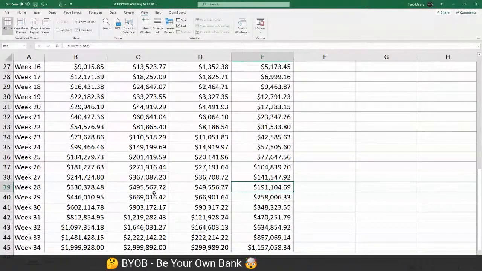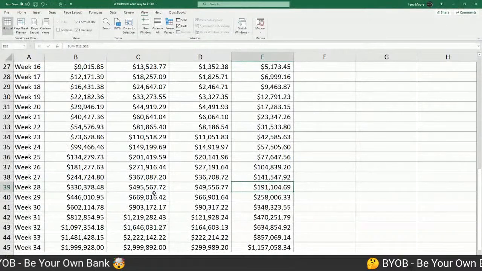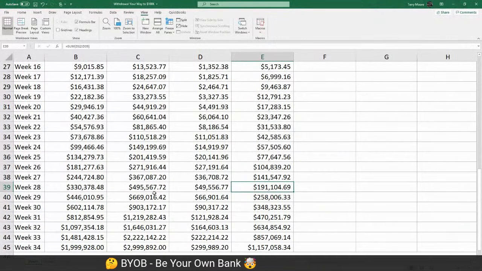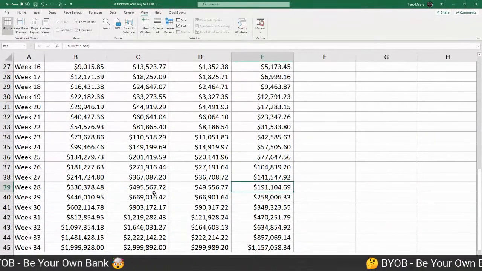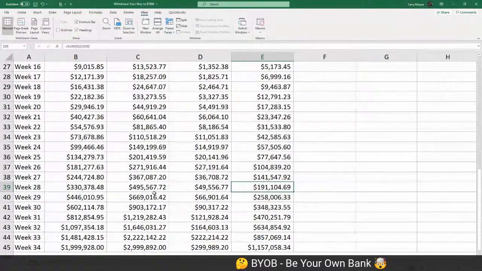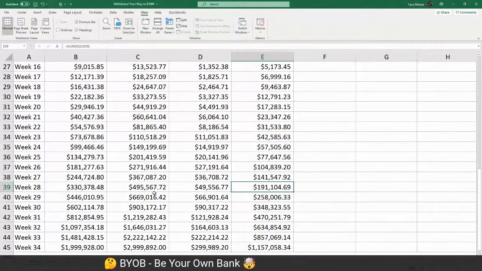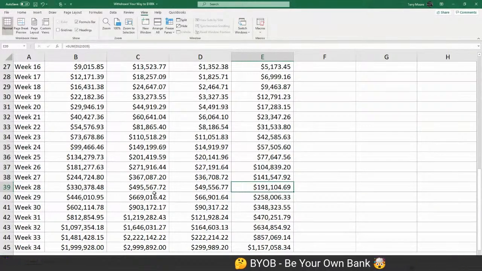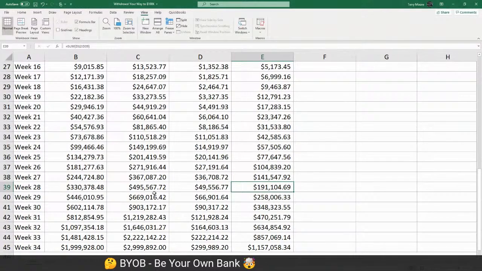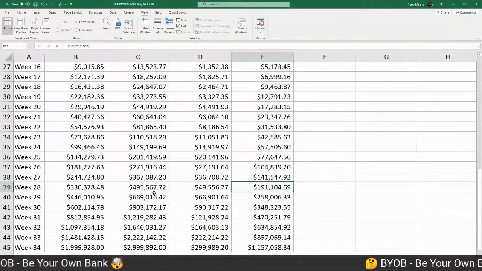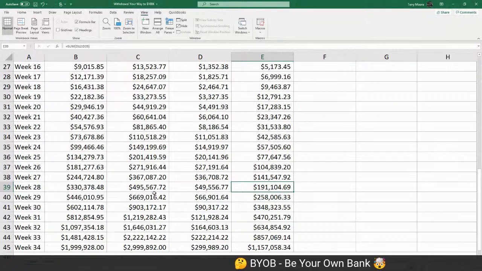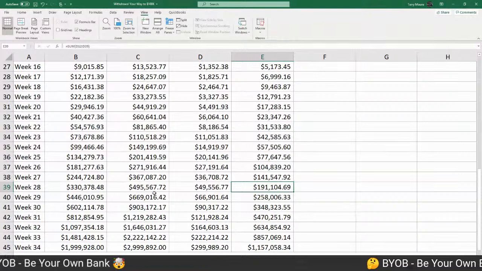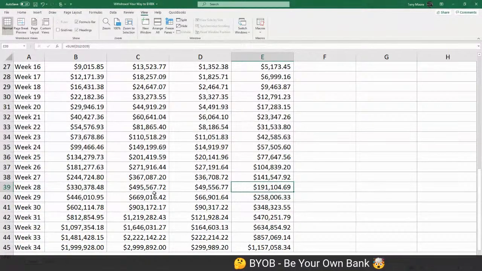Now you're going to withdraw $49,556.77 to have a grand total of $191,104.69 put aside. Now, what you have in your trade account for week 29 to grow again by another 50% is $446,000. So, ladies and gentlemen, the power of compounding interest is really one of the new rules to money.